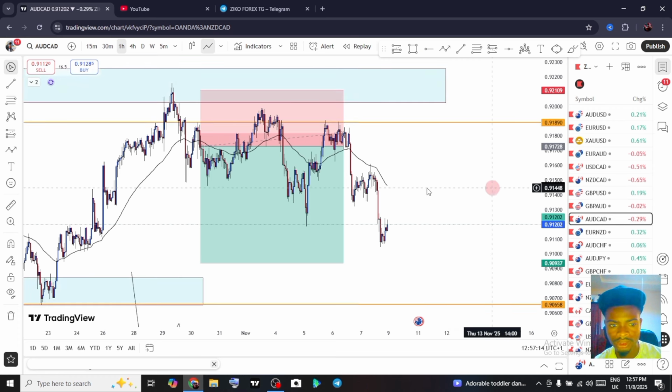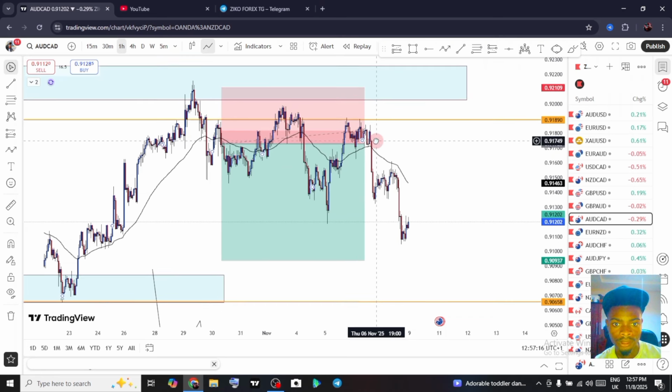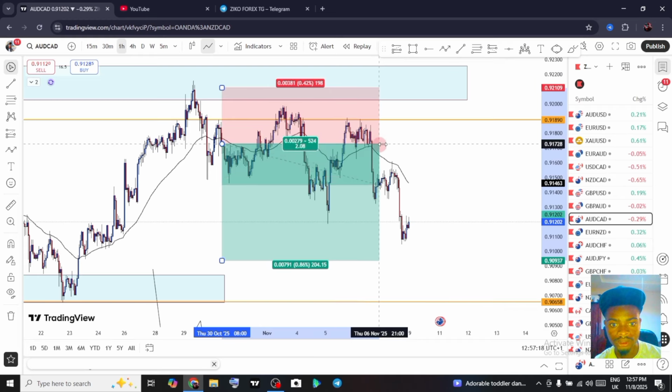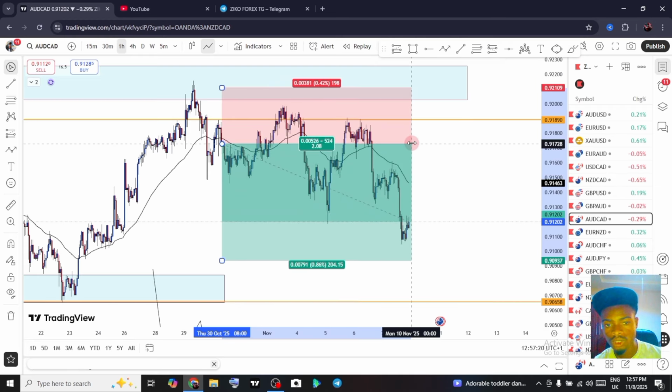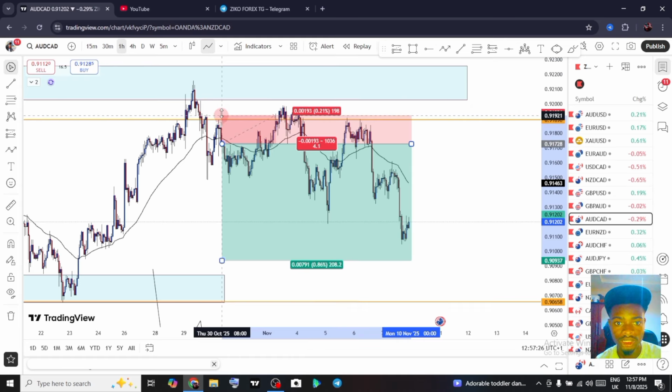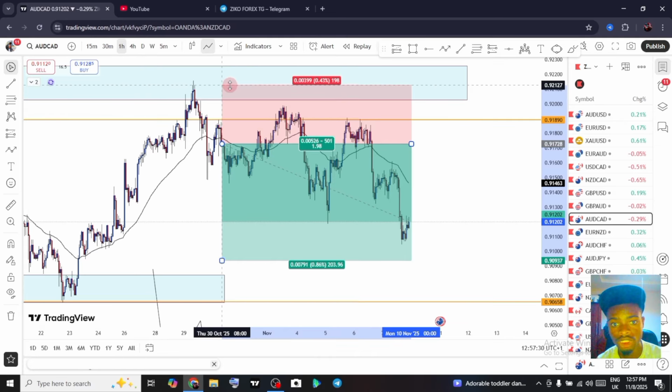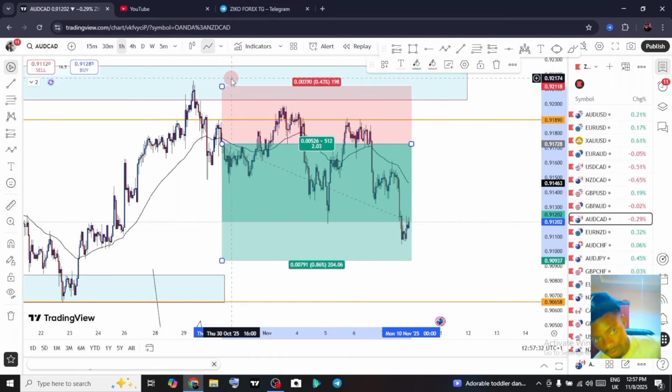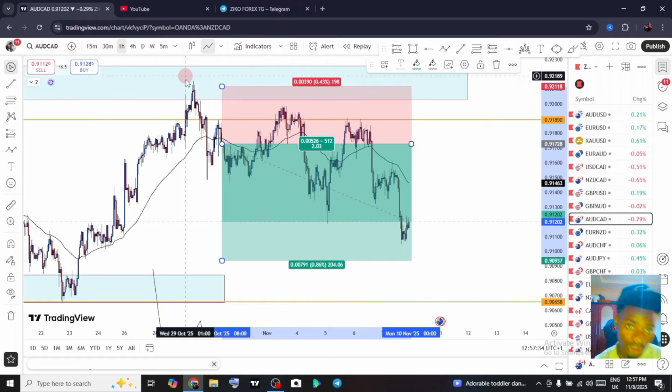EURAUD next. Okay, EURAUD. It was someone who was asking me about this trade, right? I'm pretty sure his stop loss was around here, so he got stopped out. I was explaining to him on the Telegram. So he was from the Telegram as well. He was asking me this question.